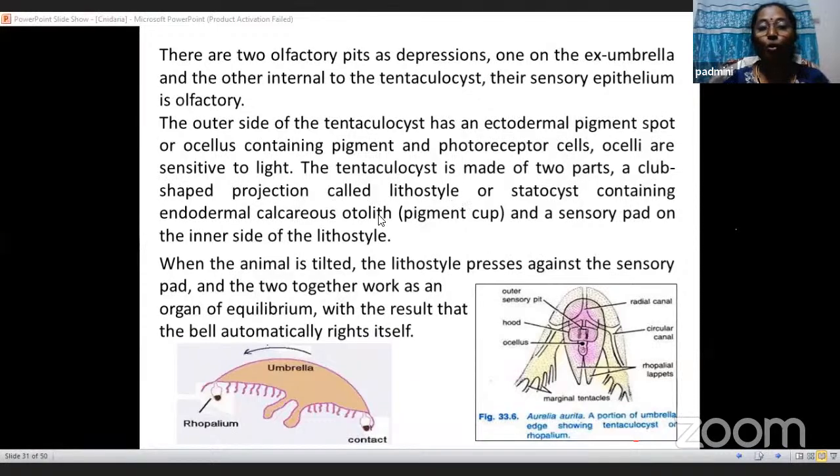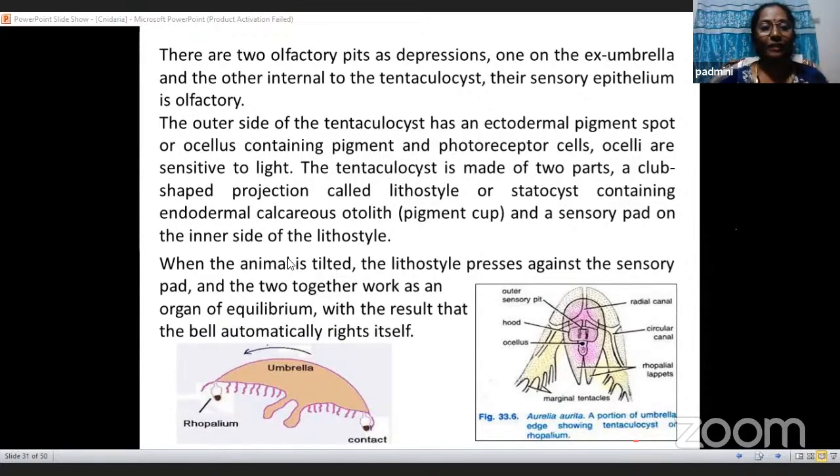It is also called the statocyst, which has an endodermal otolith. You will also come across the same statocyst in prawns, when I'm talking about the arthropods. Then again, I'll ask you all what is the function of a statocyst. It is sensory in action.